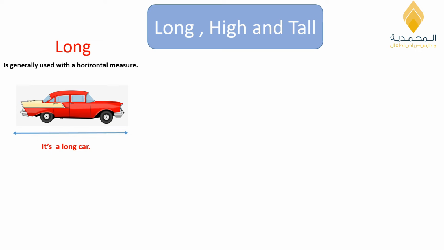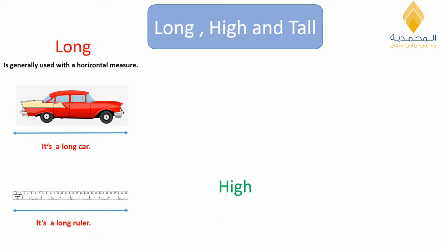Let's see another example. It's a long ruler. It's the same thing. We are describing a horizontal measure, so we use long. So we use long when we want to describe a horizontal measure.